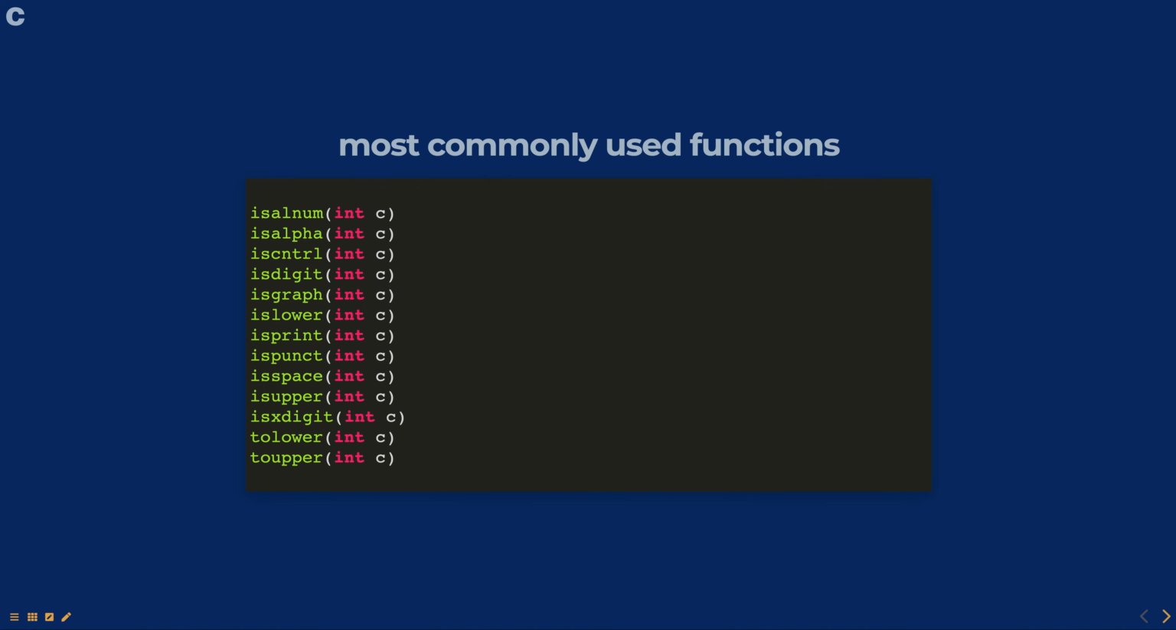isspace returns true if the character is a white space character. isupper returns true if the character is an uppercase letter. isxdigit returns true if the character is a hexadecimal digit. tolower converts an uppercase letter to lowercase. toupper converts a lowercase letter to uppercase.